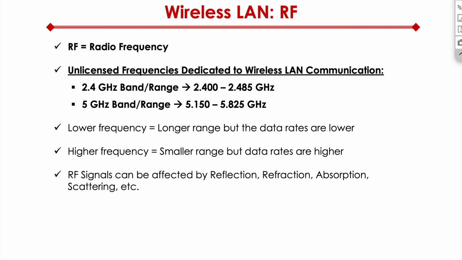Radio frequency signals are negatively impacted by a couple of different things. There's a whole slew of different things we can talk about, but the ones that I wanted to highlight are things like reflection. If you have a mirror or metal, the wireless signal bounces off of it, right? That's reflection. Refraction is where the signals bend after they hit either the water surface or certain types of surfaces. The signals bend. Absorption is like signals going through the wall.